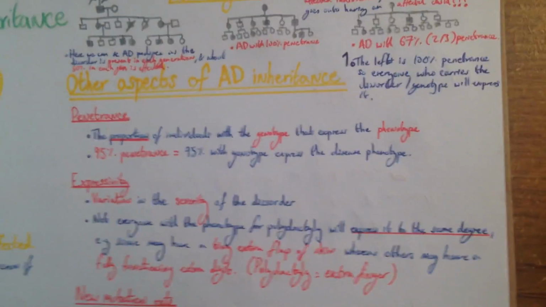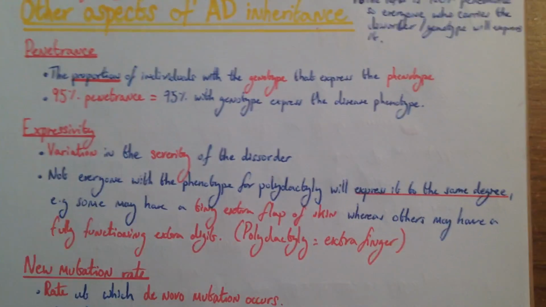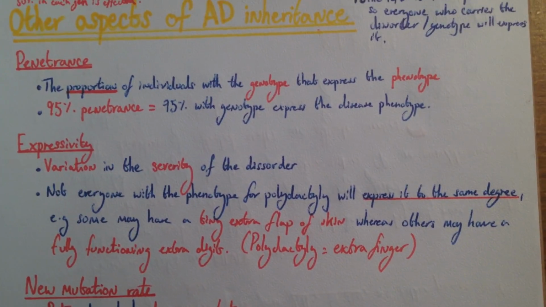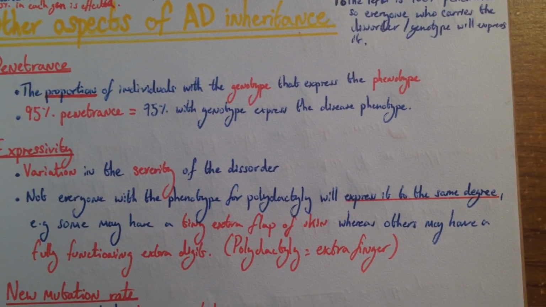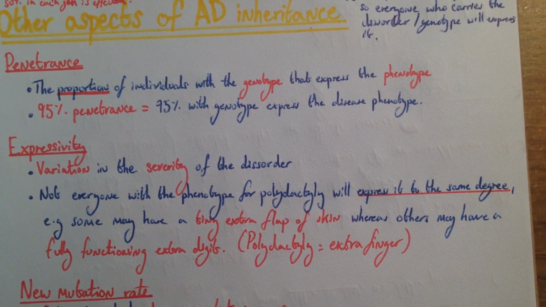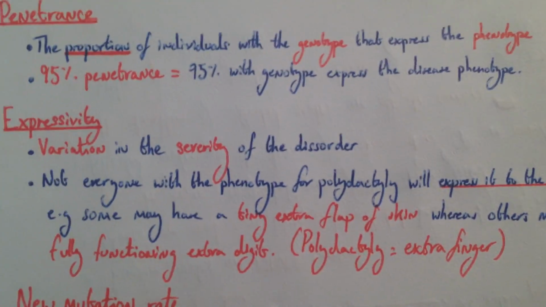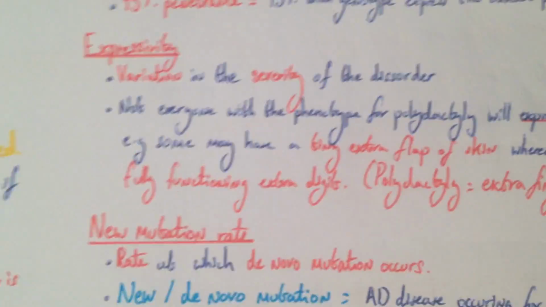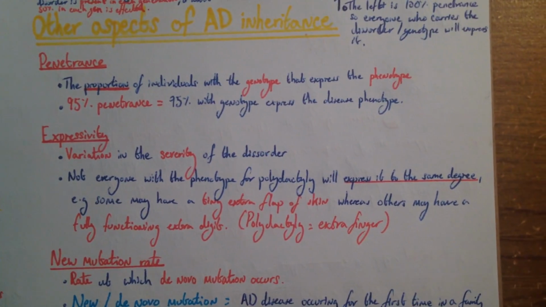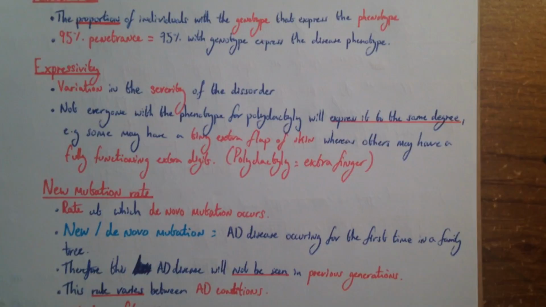Other aspects of autosomal dominant inheritance. Penetrance is the proportion of individuals with the genotype who express the phenotype. 95% penetrance would mean that 95% of people with the genotype would express the disease phenotype.